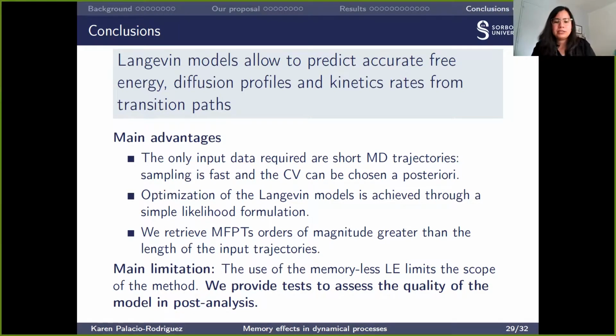Also, we propose this optimization with a very simple likelihood formulation, and with this formulation, we can obtain Langevin models that allow us to retrieve mean first passage time orders of magnitude greater than the length of the input trajectories. We know that the main limitation is the use of these memory-less Langevin equations. However, we provide you with some recipes so you know how to assess the quality of your model in post-analysis, so you can say when your model is accurate.